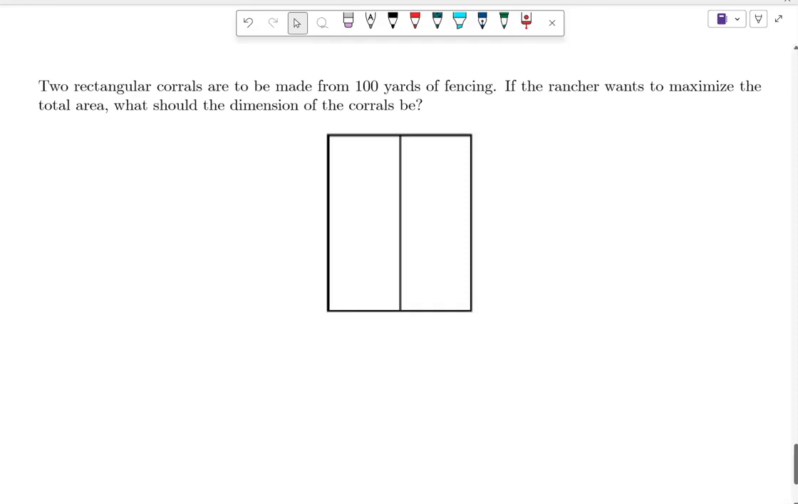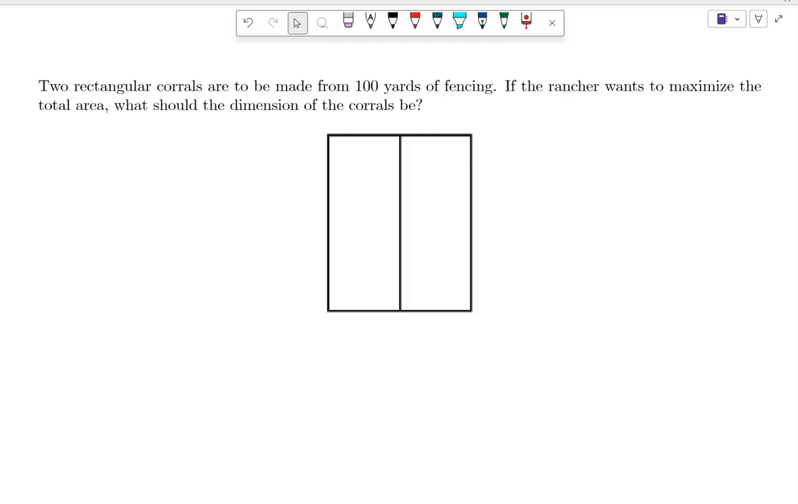So they've got 2 rectangular corrals. They're going to be side by side here, and we're going to create them out of 100 yards of fencing. Good thing they had a picture here, because we wouldn't have necessarily known how they wanted to get the 2 rectangular corrals. Here they're going to be side by side. We want to maximize the total area and figure out what the dimensions need to be. This is pretty indicative of the type of problem that pops up when you're trying to do these maximizing or minimizing problems.